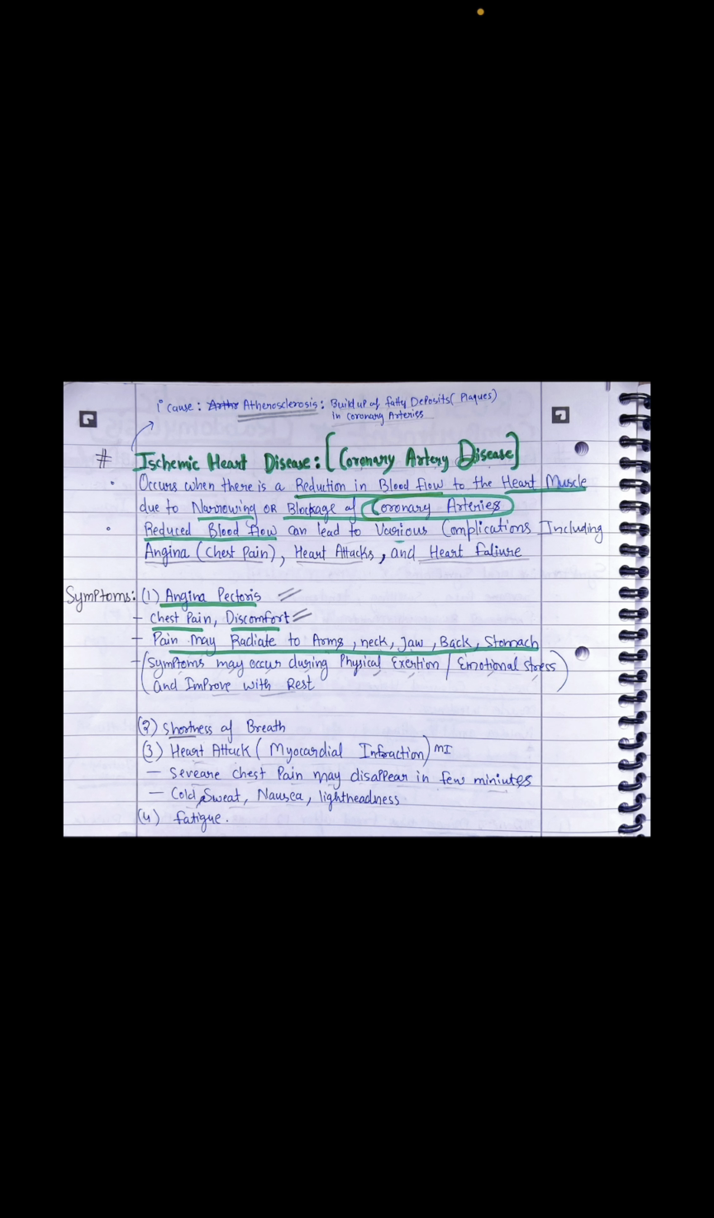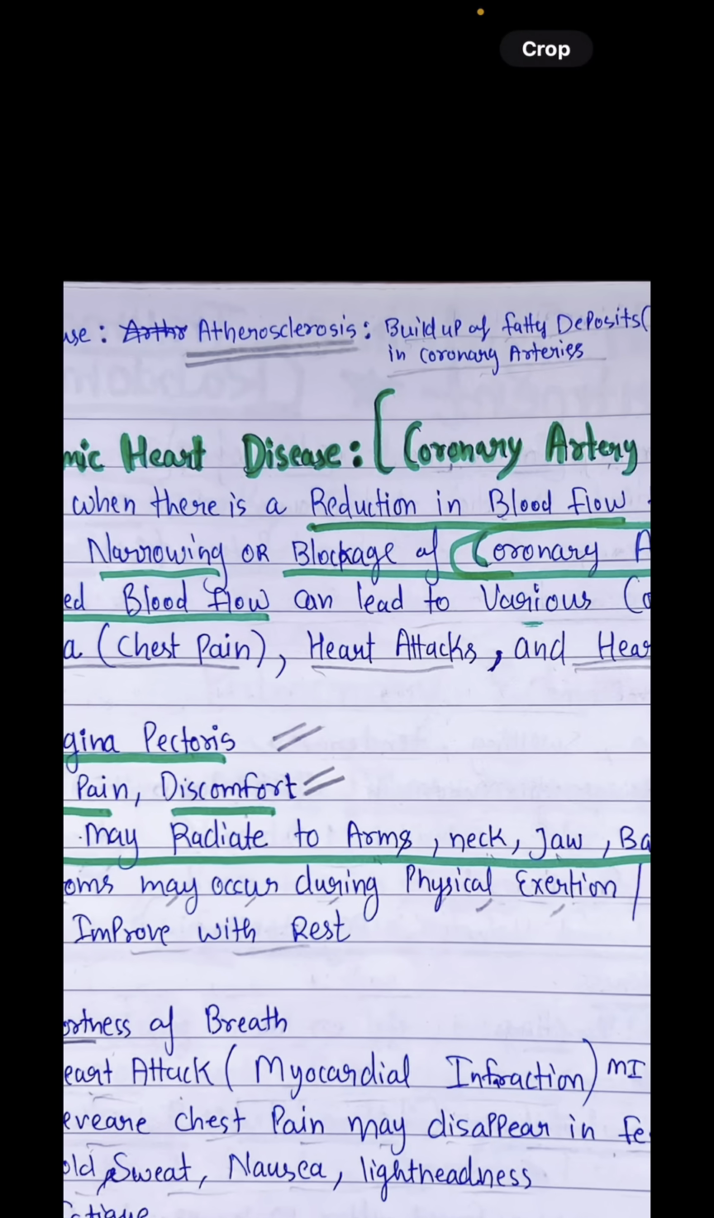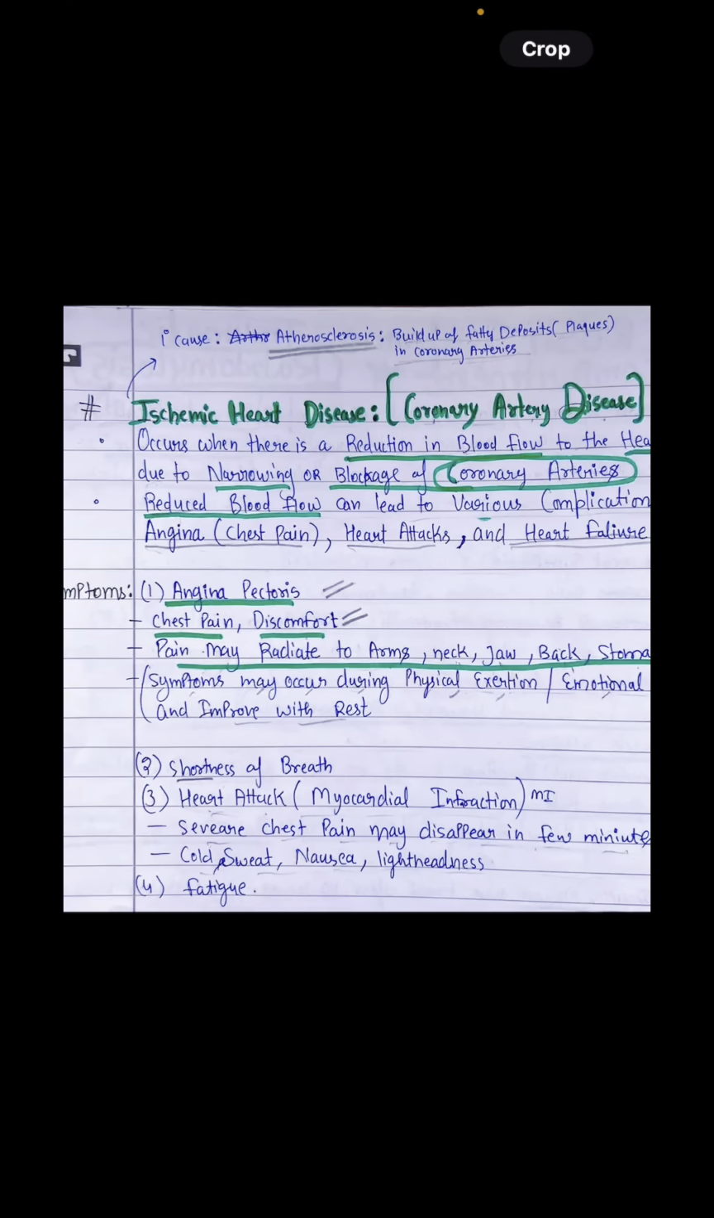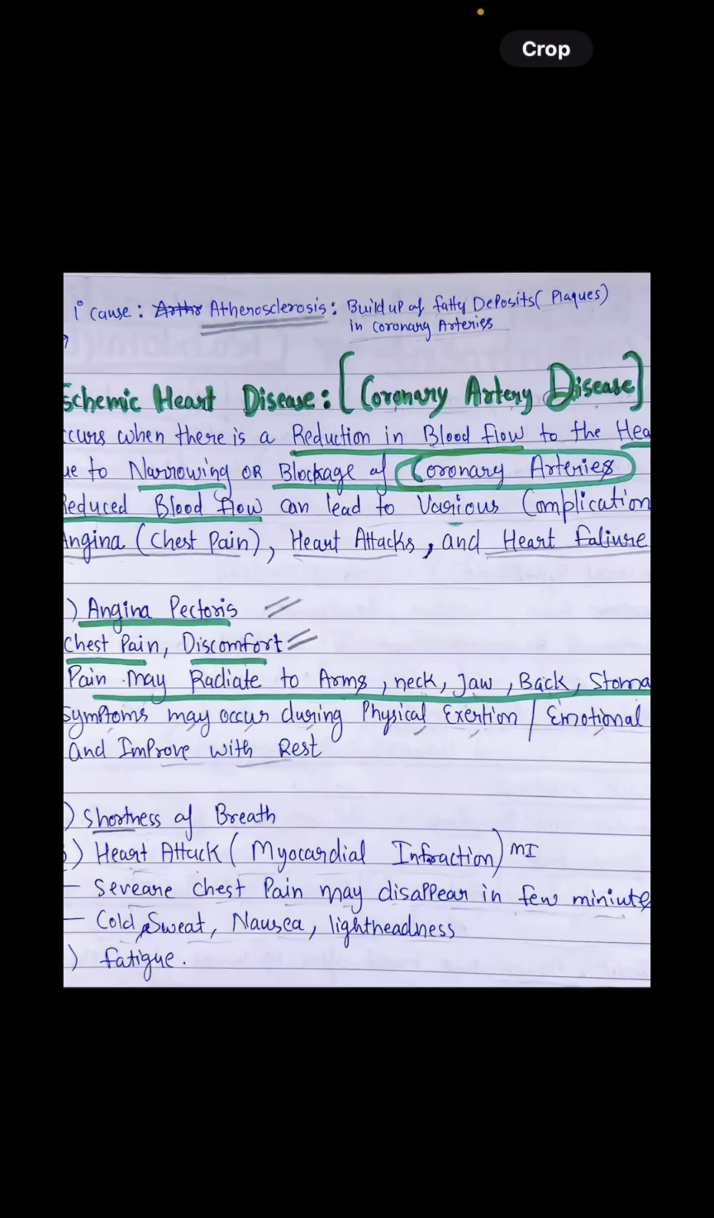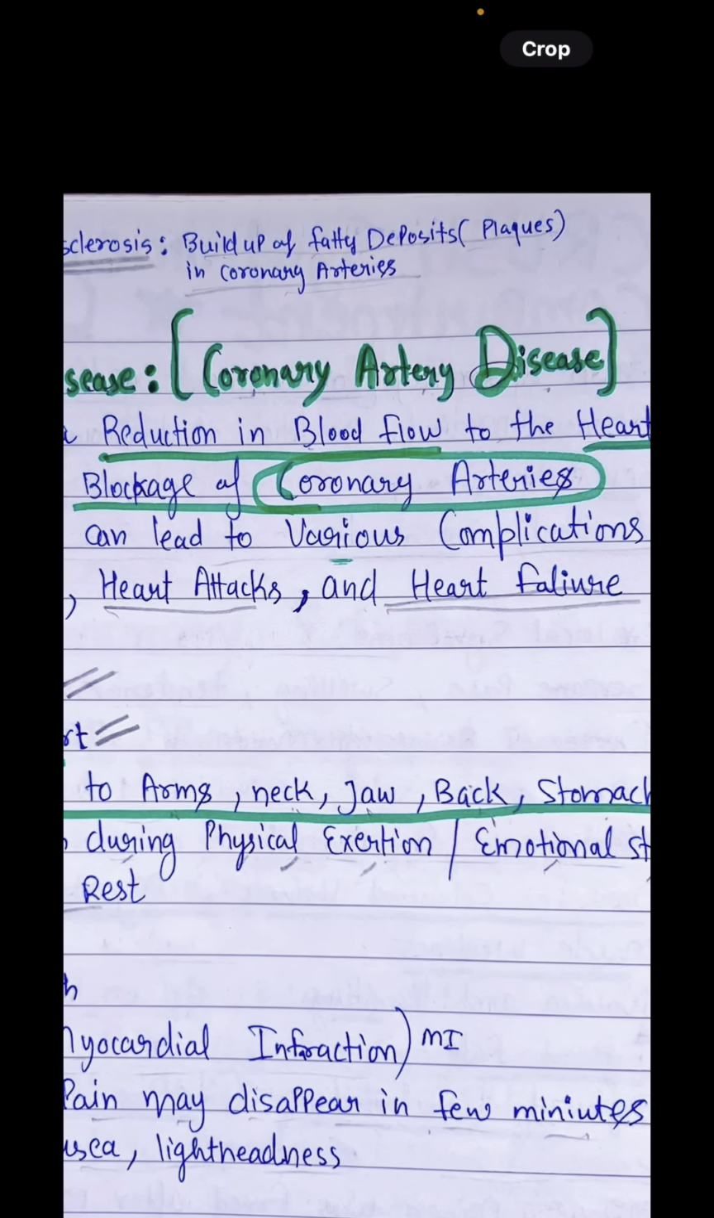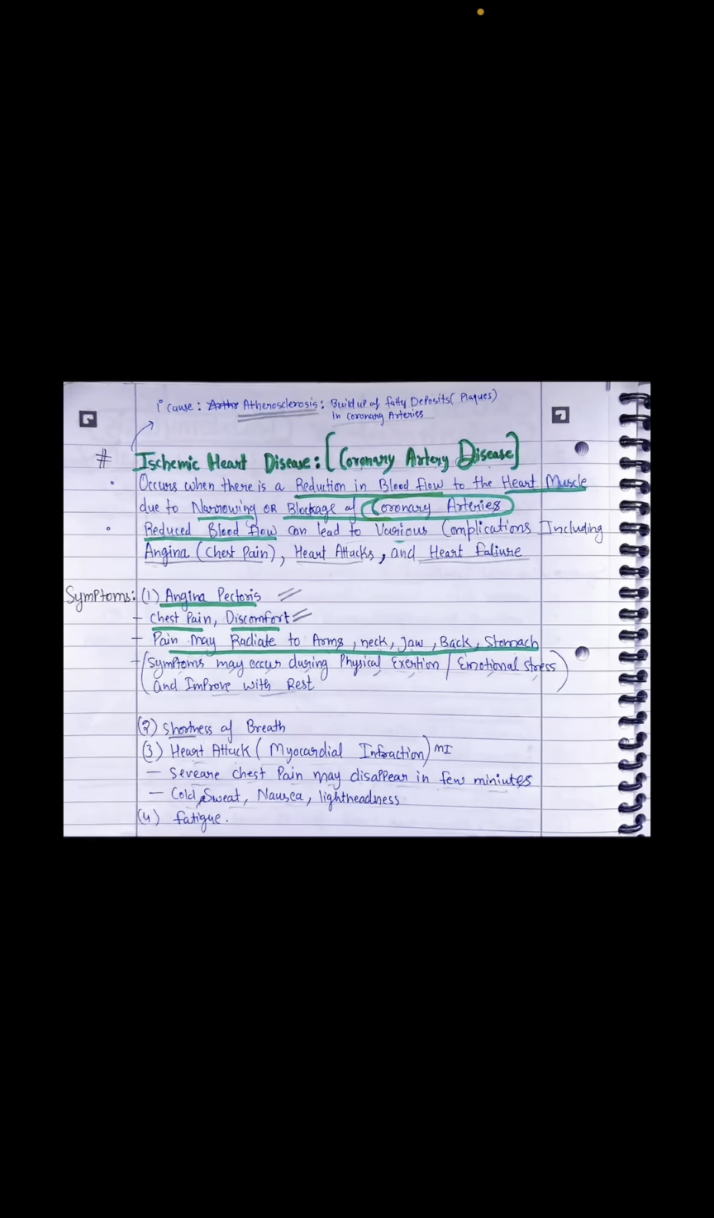Ischemic heart disease occurs when there is a reduction in the blood flow to the heart muscle due to any blockage or narrowing in the coronary arteries. Reduced blood flow can lead to various complications including angina, heart attack or heart failure. The primary cause is the buildup of plaque, so atherosclerosis, or buildup of fatty deposits or plaque in the coronary arteries.